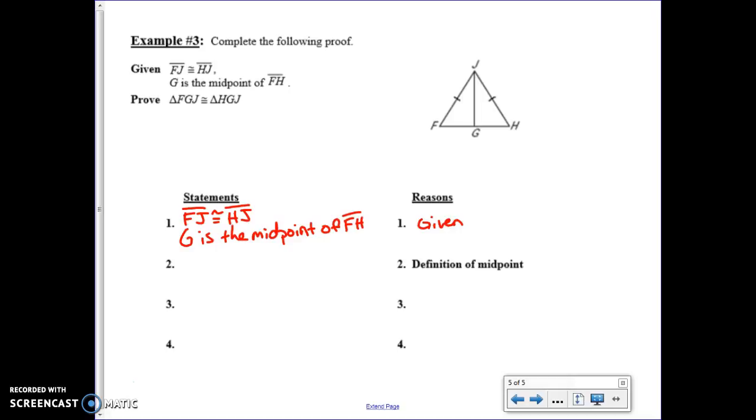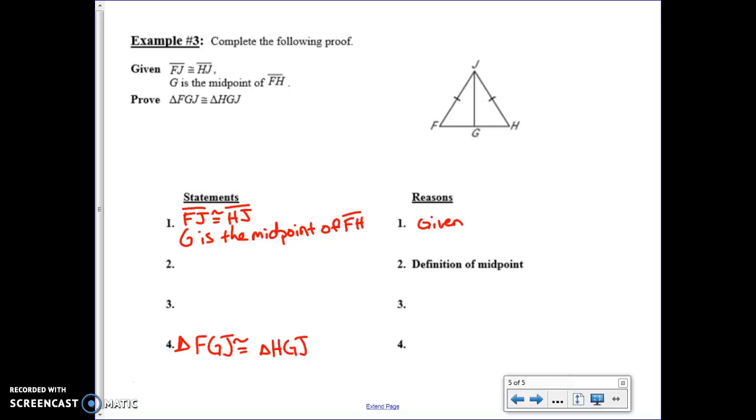And I'm going to make sure that's marked in the picture, and I see that FJ and HJ are marked in the picture. I'm also going to put my prove statement down here at the bottom. So triangle FGJ is congruent to triangle HGJ. So that's what we're trying to get to. Our only method so far, besides showing everything is congruent, is side, side, side. So we know we should be focused on the sides and trying to get them to be matching pieces.